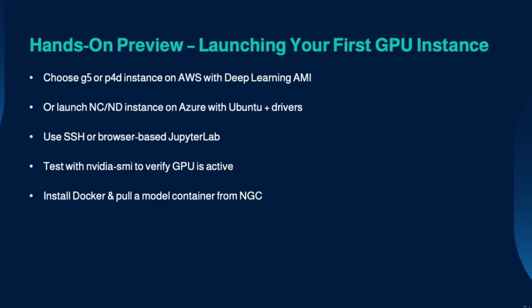Ready to get hands-on? On AWS, choose a G5 or P4D instance and launch it with the Deep Learning AMI to get pre-installed drivers and frameworks. On Azure, launch an ND series instance with Ubuntu, then install the necessary NVIDIA drivers manually. Use SSH or a browser-based IDE like JupyterLab to access your instance. Run nvidia-smi to confirm the GPU is active, and install Docker so you can start running model containers from the NGC registry. This is your first step toward full-stack AI acceleration.